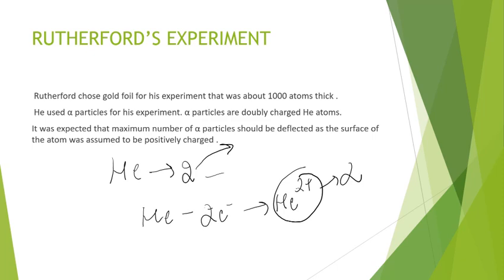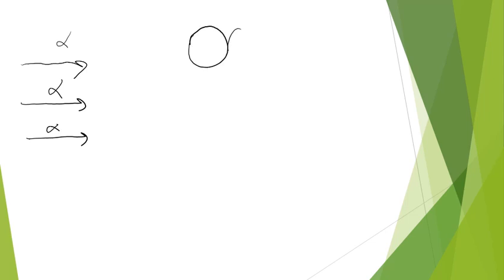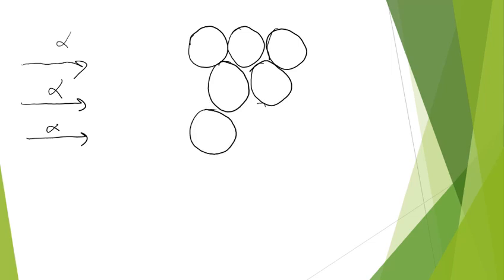Now, according to the structure that was proposed by Thomson, he expected a result that most of the alpha particles will be deflected from their path, right? Now, let us see the experimental setup made by Rutherford. He projected fast moving alpha particles on the gold foil, which was about 1000 atoms thick, and he recorded his observations.